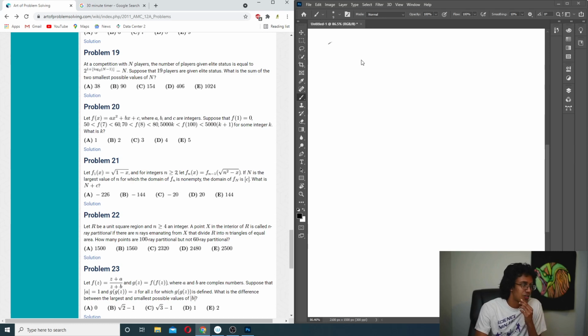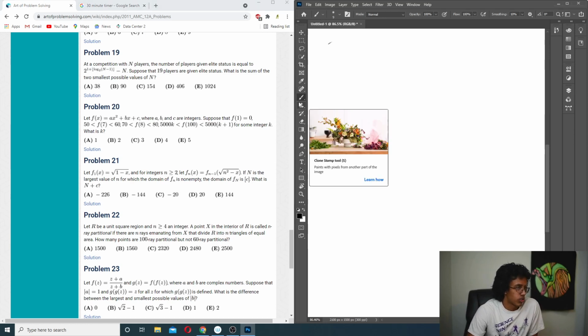Okay, f of x is equal to ax squared plus bx plus c, where a, b, and c are integers. Okay, so suppose that f of 1 is equal to 0.